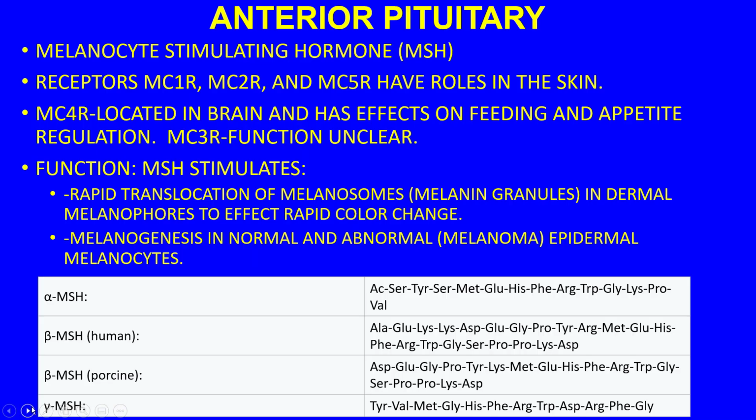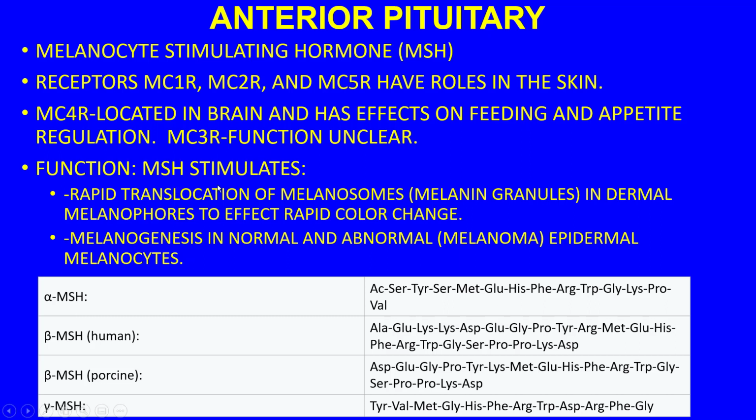More later on that. Now, the melanocyte stimulating hormone, MSH, has receptors MC1R, MC2R, and MC5R that all have roles in the skin. Now, there are other receptors located in other parts of the body. The MC3R, though, its function is really unclear. MC4R happens to be located in the brain, and it's interesting, it has effects on behavior, feeding, and appetite regulation. Okay? So what was getting to be sort of blurry was, well, what do these hormones do if there's not binding in this part of the body or that? It may feed back into and play a role in certain aspects of behavior.